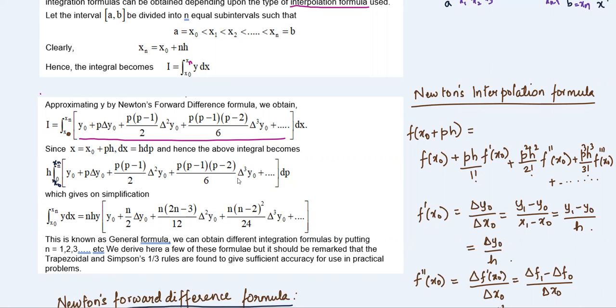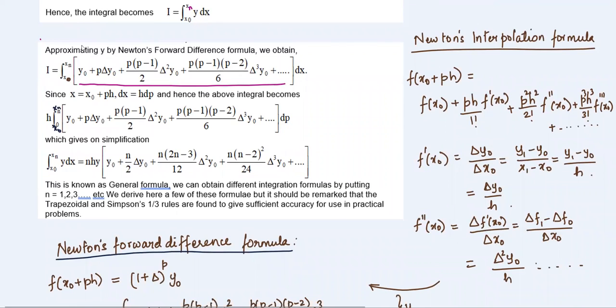Now we are integrating, I'm sorry, this will not be xn, this will be 0 to n only. Why 0 to n? Because now the integral variable has changed to p. p varies from 0 to n. So upon this simplification, we get this. This is known as the general formula, or the general Newton Cotes formula.